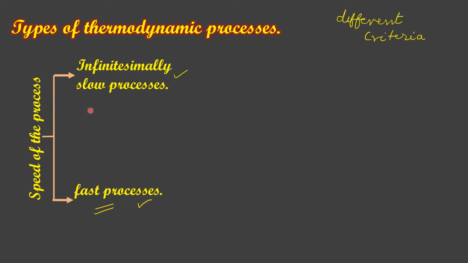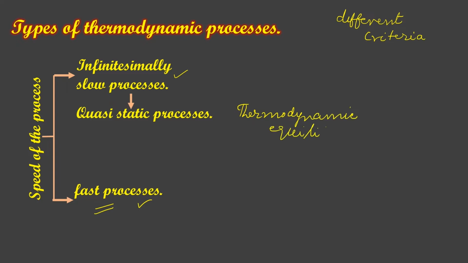Now, these infinitesimally slow processes are called quasi-static process. Quasi-static means almost static, that is without change. That is, the state variables are almost static or remaining without change. That is, the system is in equilibrium. We have already discussed that in the previous video. If you have not watched that video, click the I button to watch that video.